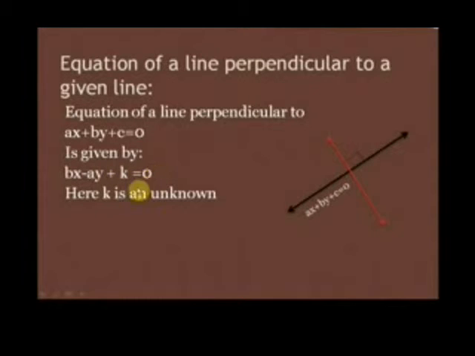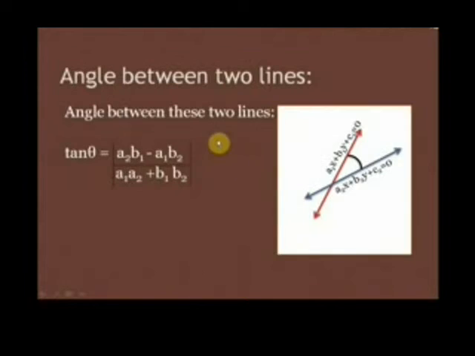Again here K is an unknown. If we substitute different values of K, we get different lines perpendicular to this very line. Now, angle between two lines.